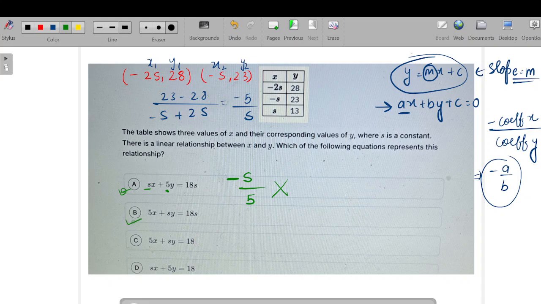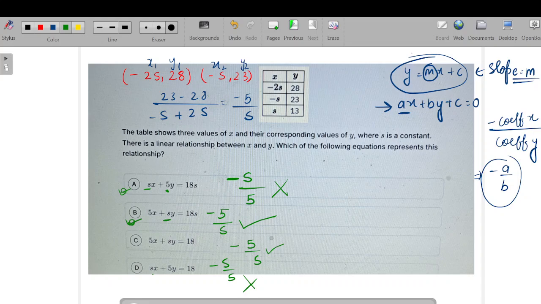Let's go to option B. So negative coefficient of x is negative 5, over coefficient of y, which is s. Negative 5 over s. This is matching. Still check the rest of the two. I don't think you need it, but it's easy to check, right? So here you'll get negative 5 over s, right? Now, here you will get negative s over 5. So this is obviously not matching.